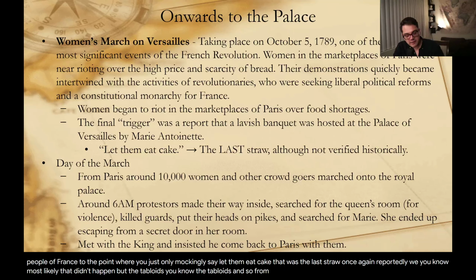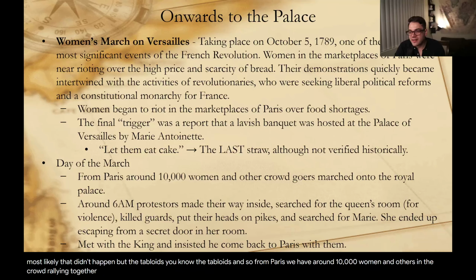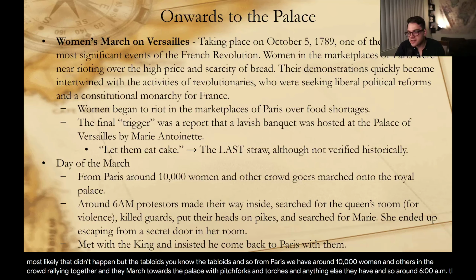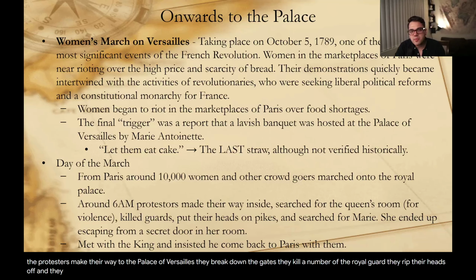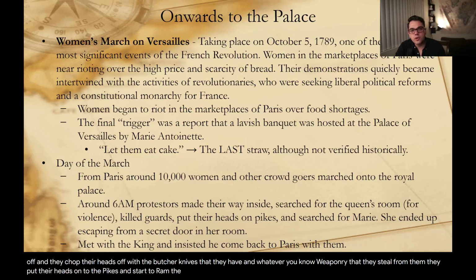And so from Paris, we have around 10,000 women and others in the crowd rallying together, and they march towards the palace with pitchforks and torches and anything else they have. And so around 6 a.m., the protesters make their way to the Palace of Versailles. They break down the gates. They kill a number of the royal guard. They chop their heads off with the butcher knives that they have, and whatever pikes and weaponry that they steal from them. They put their heads onto the pikes and start to ram the doors of the palace.